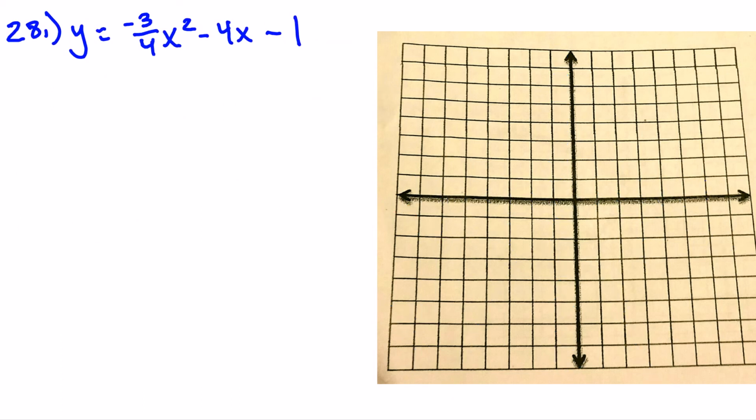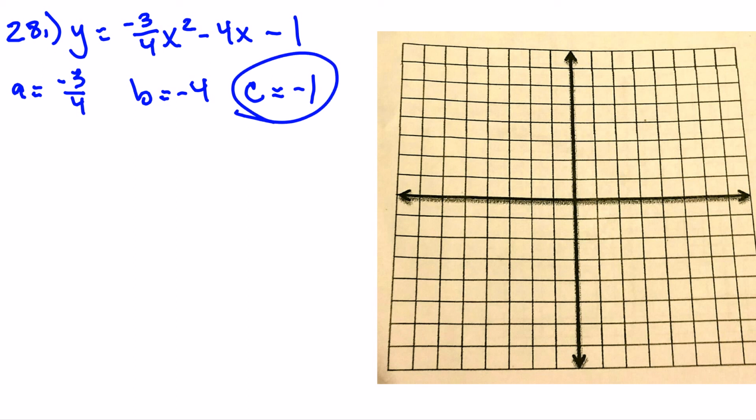That's it. Alright, 28. I have y equals negative 3/4 x squared minus 4x minus 1. So step 1, I'm going to find a. It's negative 3/4. B is negative 4. C is negative 1. So I could, if I really want to, already put 0, negative 1 on my graph. I'm not going to do that in case I have to change my scale.